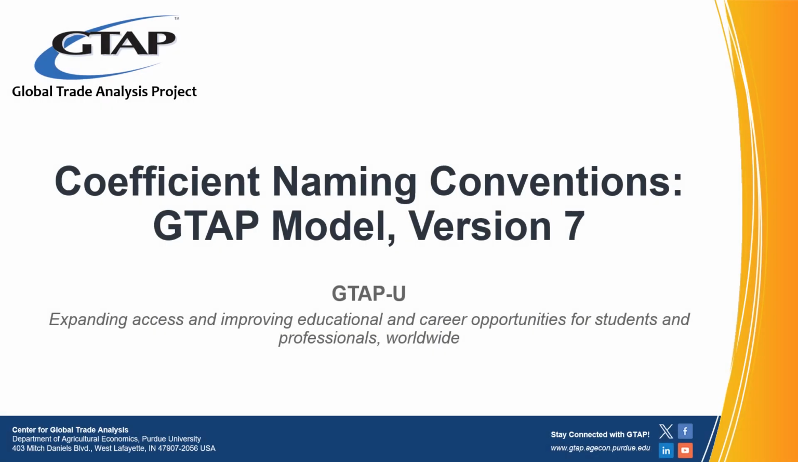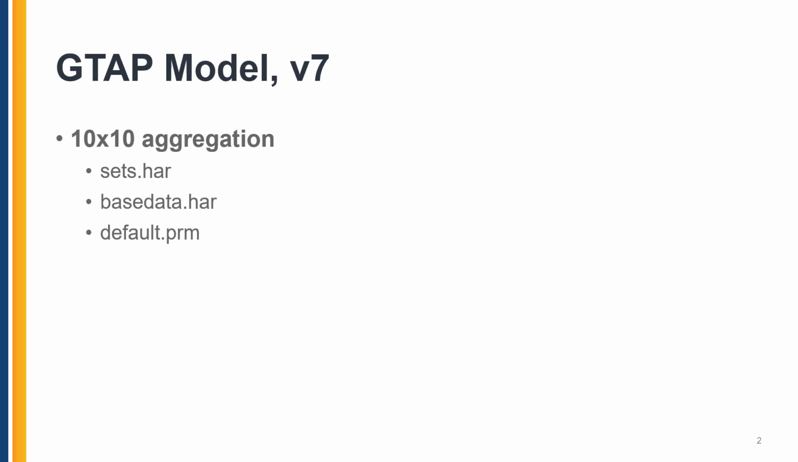This presentation provides an overview of the coefficient naming conventions used in the GTAP model version 7. In this video, we'll explore the sets, base data, and parameter files using a 10 by 10 aggregation that has 10 commodities, 10 activities, and 10 regions to illustrate the new nomenclature.